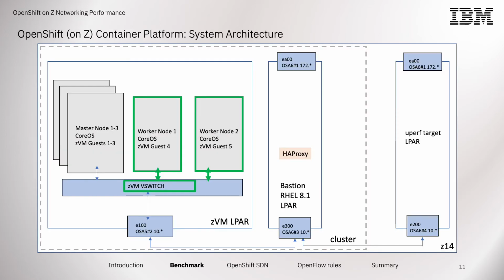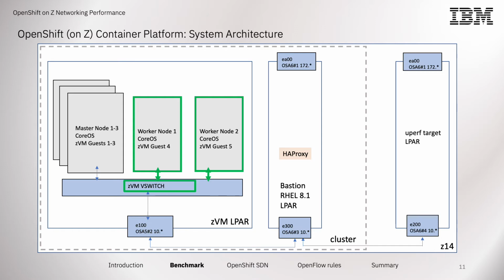In this picture, we see the system architecture of our OCP installation on Z. We see two parts. On the left, there is the OCP cluster, consisting of a CVM LPAR with several CVM guests, which partly take over the role of the OCP master nodes and partly worker nodes. They communicate via the CVM vSwitch, which itself communicates via an OSA card.